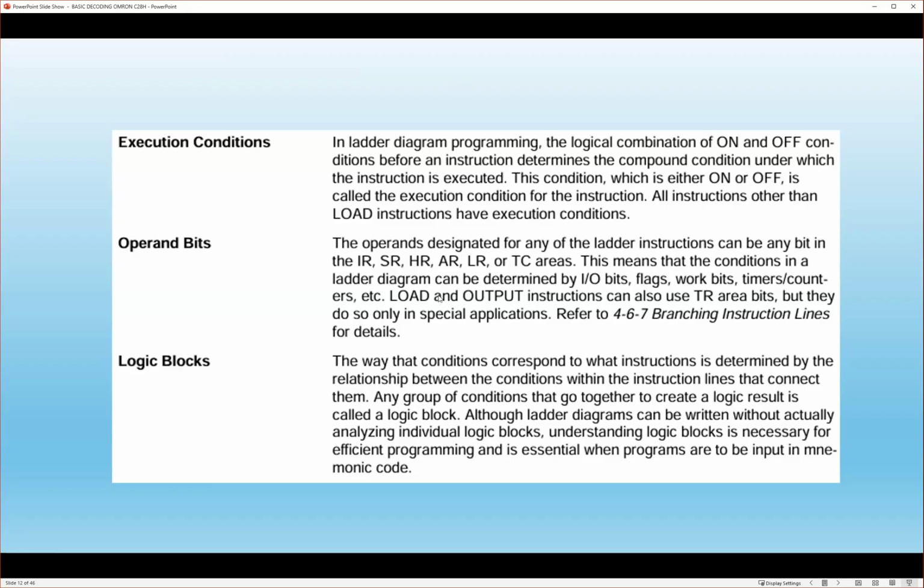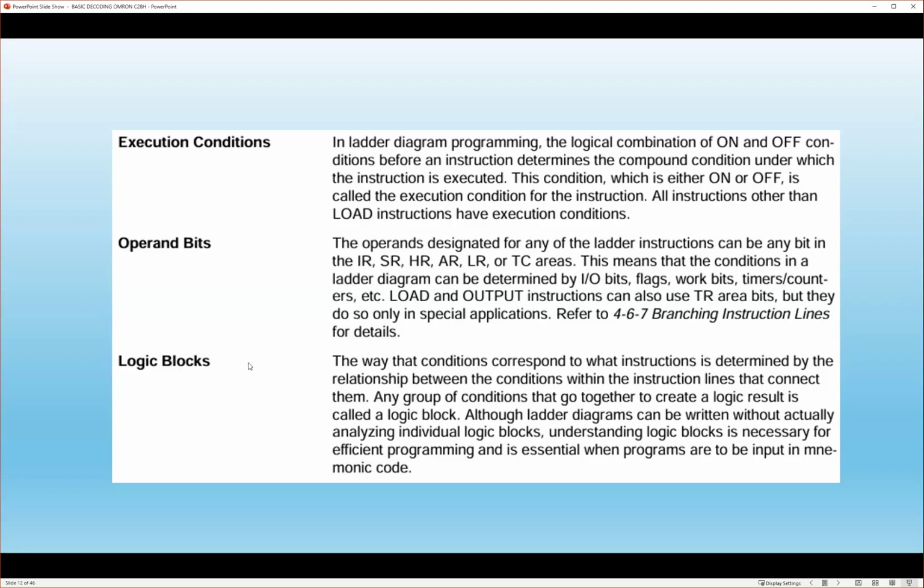Operand bits. The operands designated for any of the ladder instructions can be any bit in the IR, SR, HR, AR, LR, or TC areas. This means that the conditions in a ladder diagram can be determined by IO bits, flags, work bits, timers, counters, etc. Load and output instructions, which you'll see coming up here, can also use TR area bits, but they do so only in special applications.